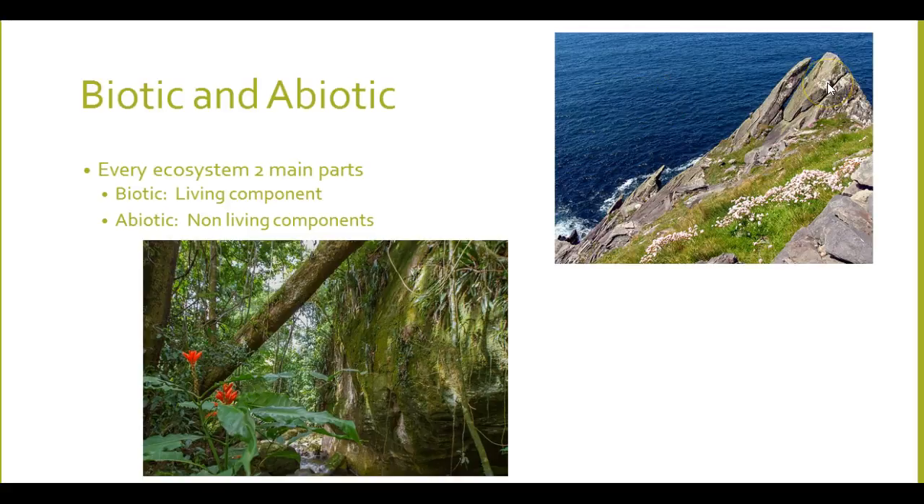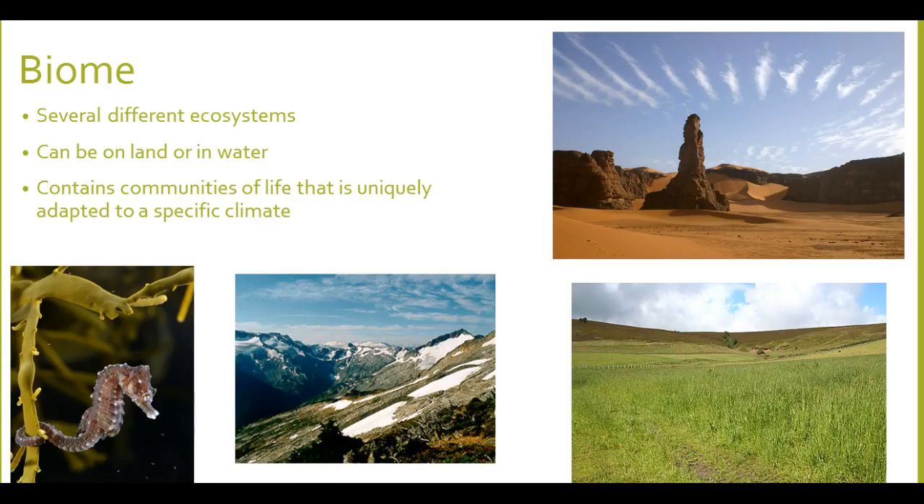Rocks, geology. When we look at the chemistry of the land, the pH of the water, how much oxygen is in it. Is it like a swamp that's a very low oxygen environment? Precipitation, things like that are considered abiotic, and these two components have to work together in an ecosystem.